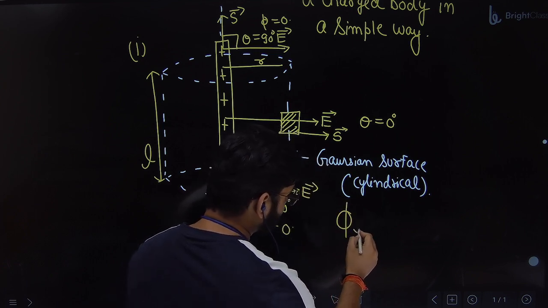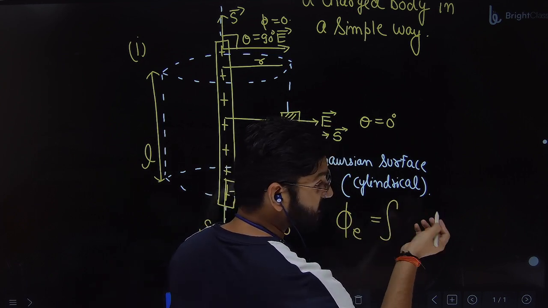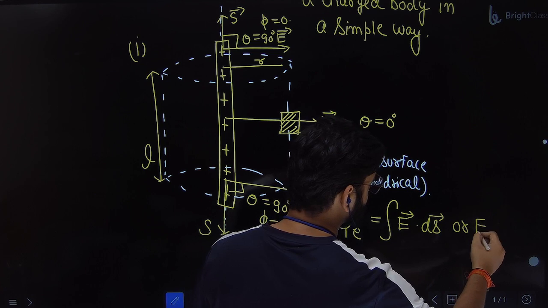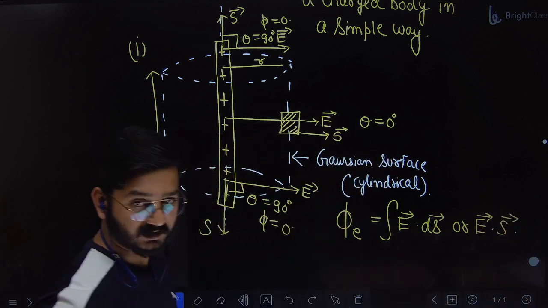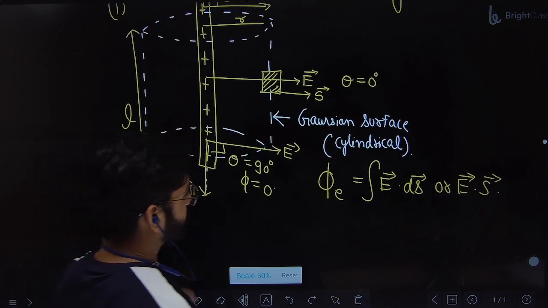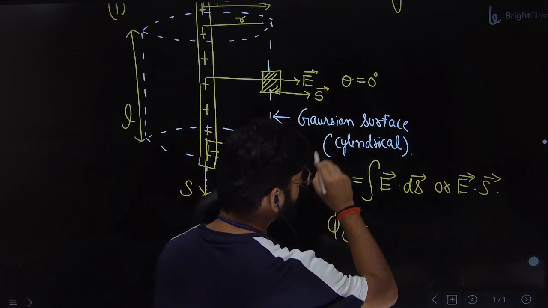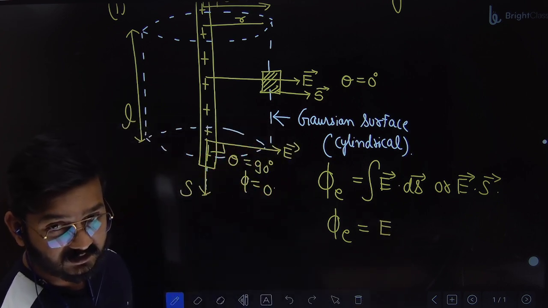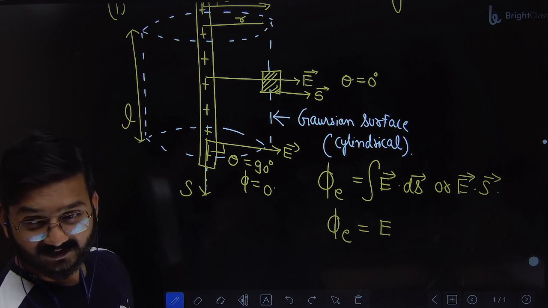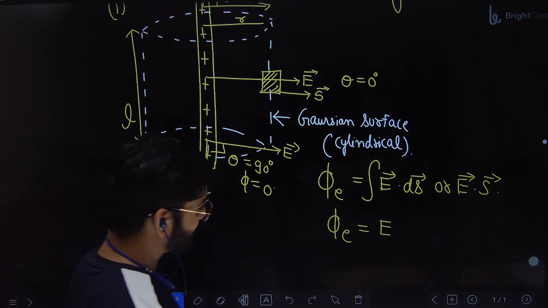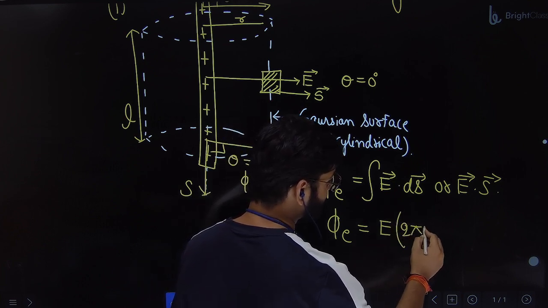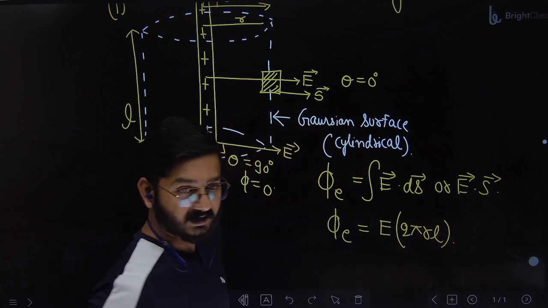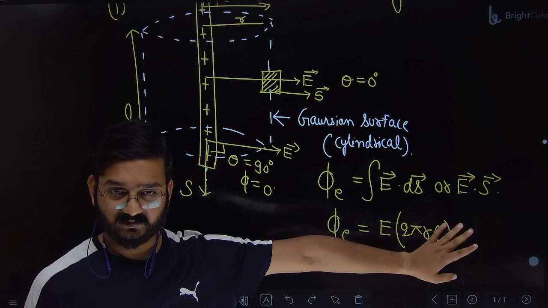So electric flux is equal to what? If I'm not using Gauss law, the basic formula is the integration of E dot dS, or E dot S. Correct? So flux will be equal to ES cos of the angle between them, which is 0. What is the curved surface area of a cylinder? 2 pi R H. So curved surface area is 2 pi RH. What is H I have taken? Clear? Cos 0 is 1.